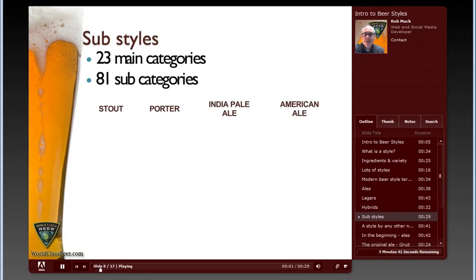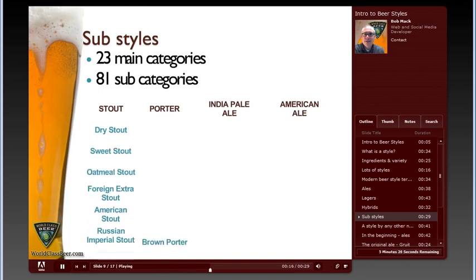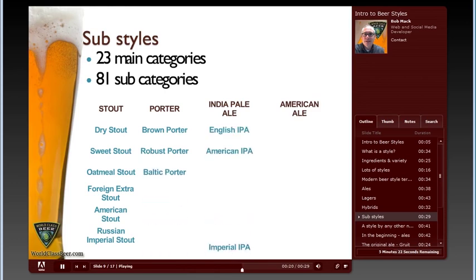There are 23 main categories of beer styles, which seems like a lot, but there are many more different types of beer than that. In fact, the 23 style categories are usually broken down into subcategories, and if you count all of those, there are at least 81 distinct different styles of beer. A few examples of subcategories are listed here for the stout, porter, India Pale Ale, and American Ale main categories.